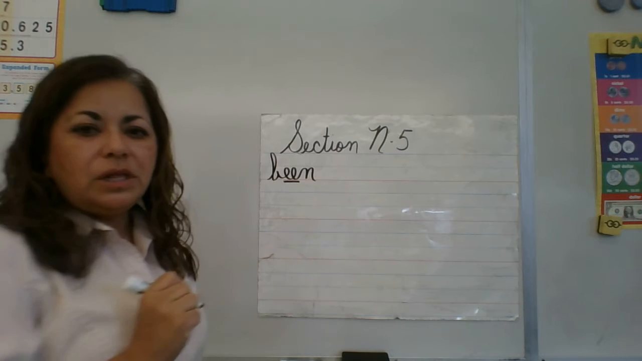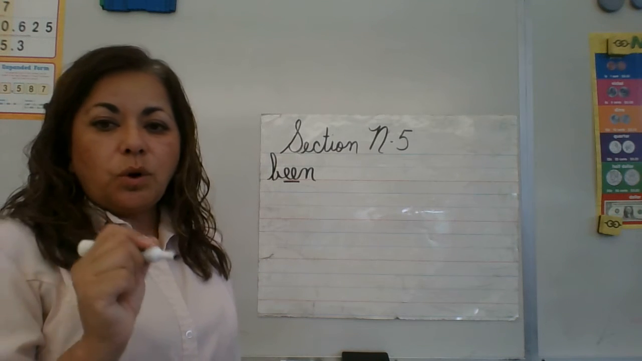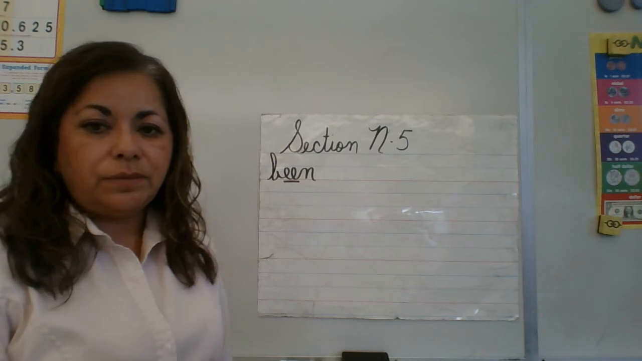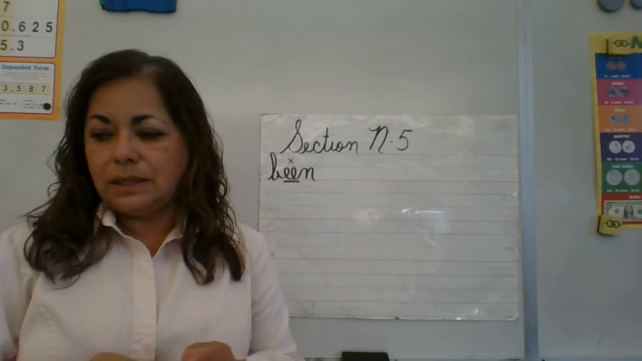So you underline the multi-letter phonogram, E, double E, always says E. What do we do with words that do not say their sound? We put an X over them because it doesn't say its sound.